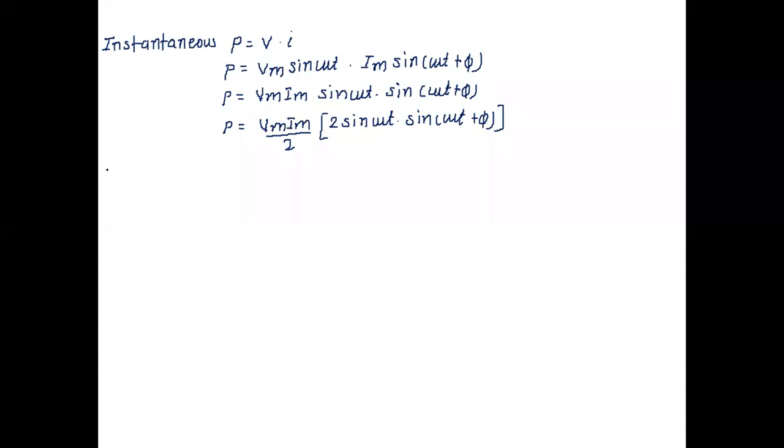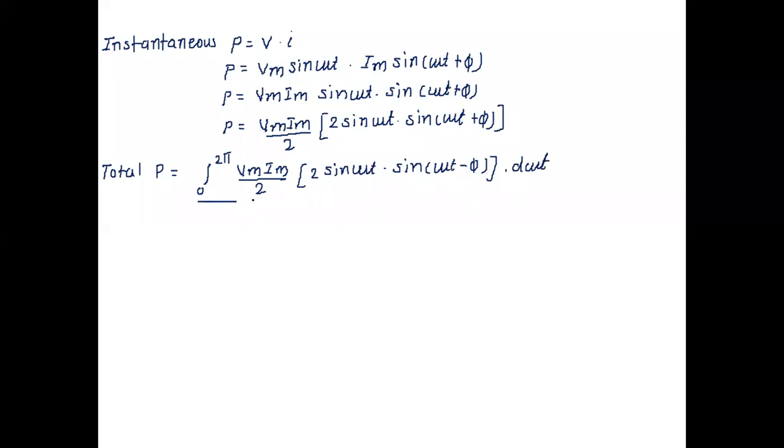And then if I want to calculate the total power or the average power over one complete cycle, then as per our normal formula, integration from 0 to 2 pi of the instantaneous power, Vm Im upon 2, in bracket 2 sine omega t into sine in bracket omega t minus phi, into d omega t, upon the base which is 2 pi.